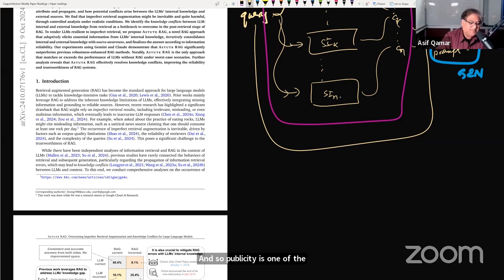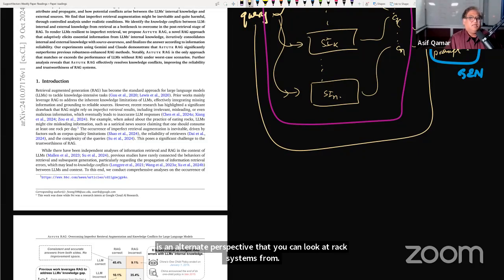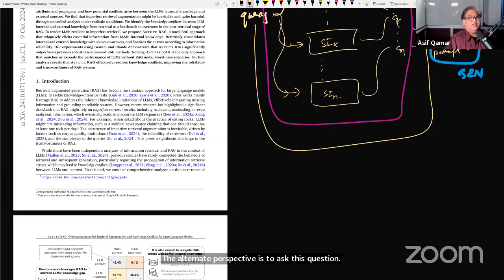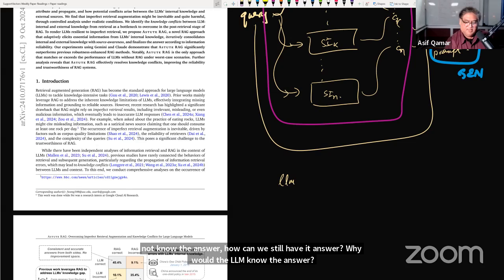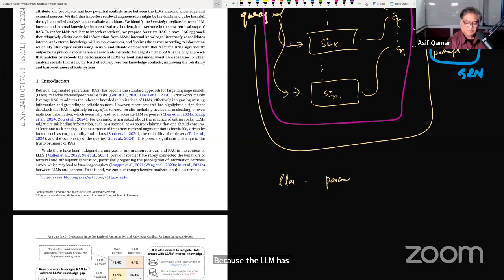There is an alternate perspective that you can look at RAG systems from. The alternate perspective is to ask this question: given a question, if the LLM does not know the answer, how can we still have it answer? Why would the LLM know the answer? Because the LLM has parametric memory in its weights and biases. Somewhere hidden in the belly of the LLM is a lot of information, a lot of knowledge.